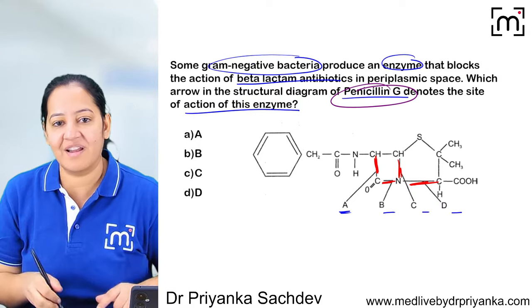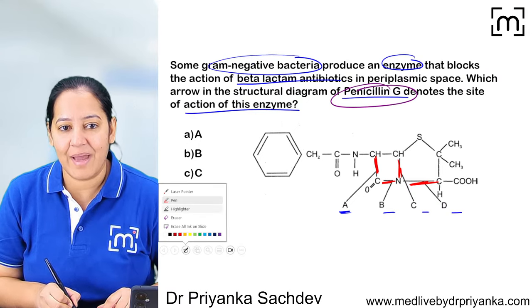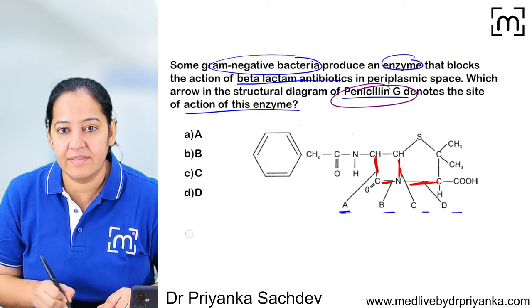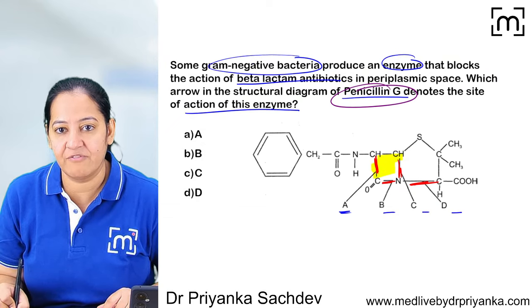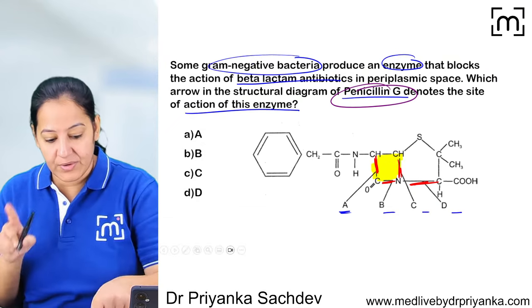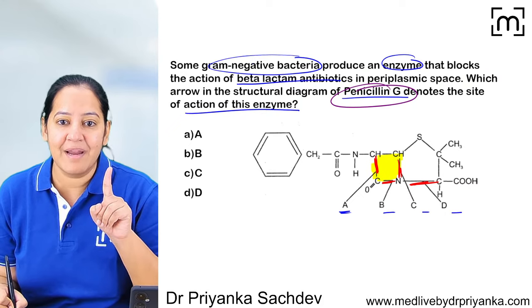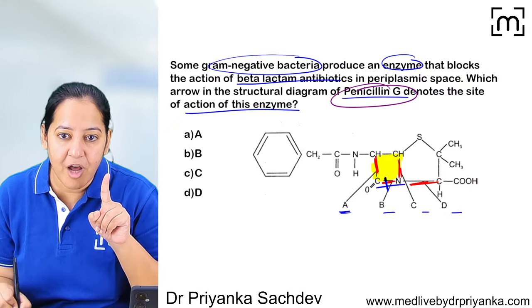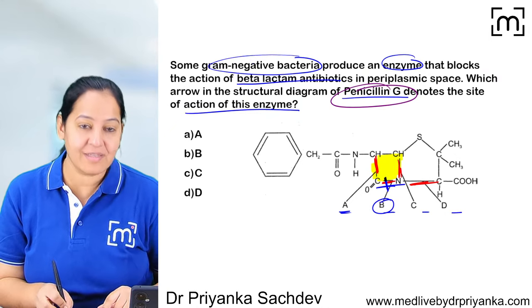So first identify the beta-lactam ring. Where is the beta-lactam ring? I guess everyone can identify this is the beta-lactam ring, the four-sided ring, this one. Now in this ring, which bond is broken by the enzyme? It is the carbon-nitrogen bond. This bond, carbon-nitrogen. So the answer is B. The correct answer is B.